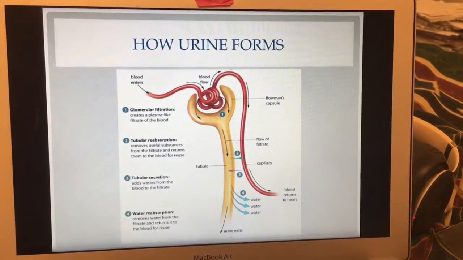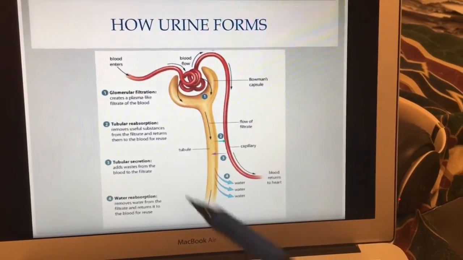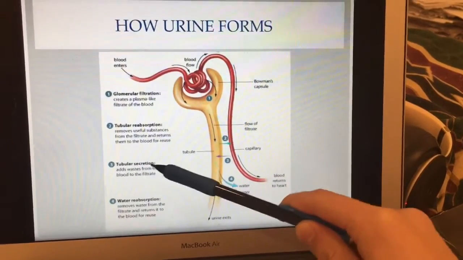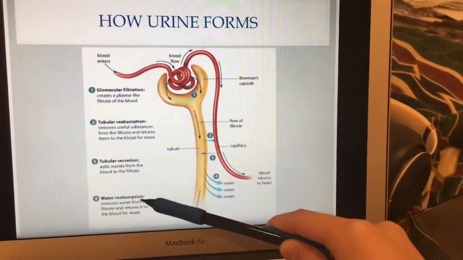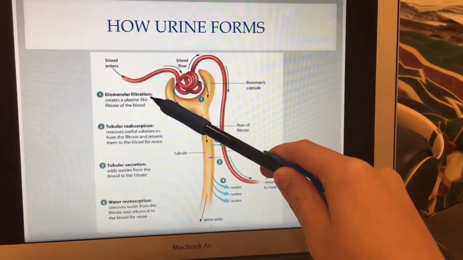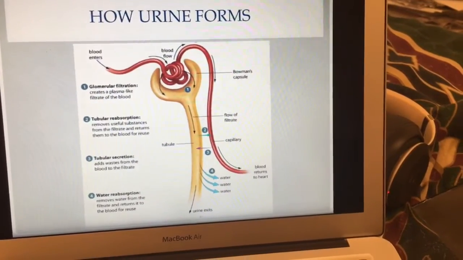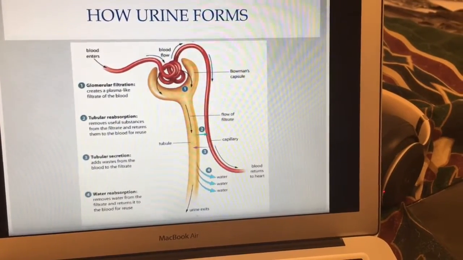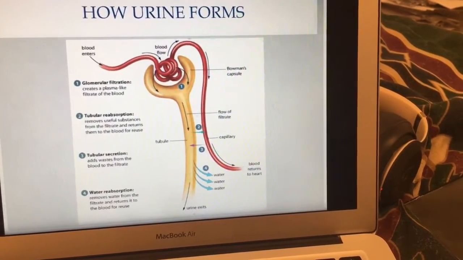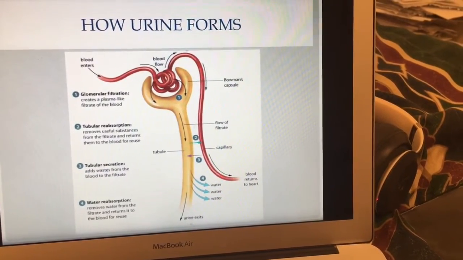So there are four main processes to how urine forms: first, glomerular filtration; second, tubular reabsorption; third, tubular secretion; and fourth, water reabsorption. So the first, glomerular filtration, transports water and all solutes but proteins from the blood plasma to the nephron. And this filtered fluid can be referred to as filtrate.